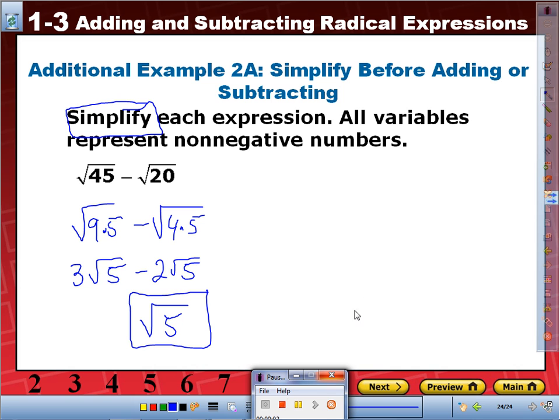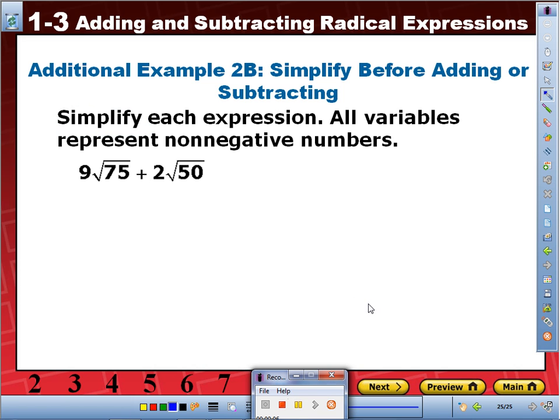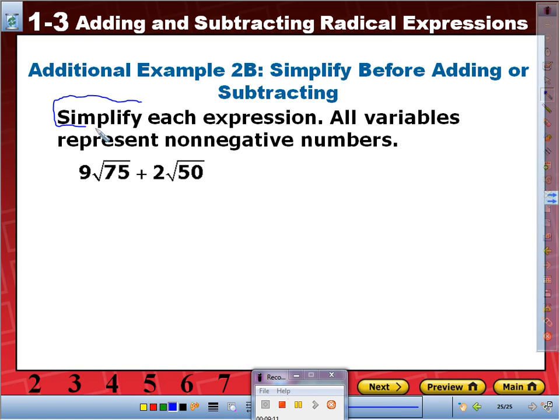All right, copy this next one down, please. Example 2b, also just write the word simplify, and you're going to write 9 square root 75 plus 2 square root 50. Let's do this one together.